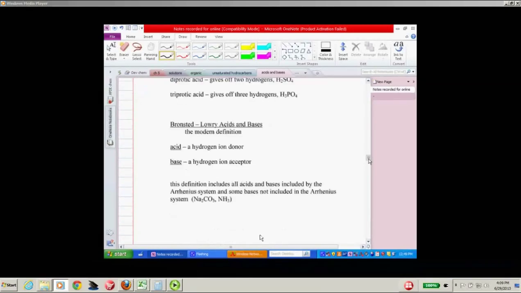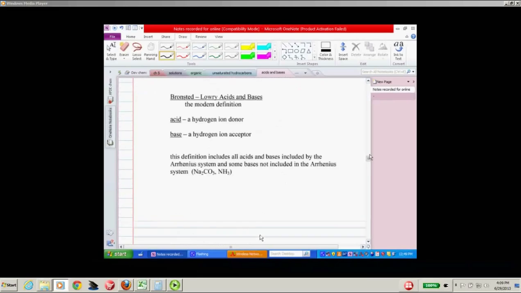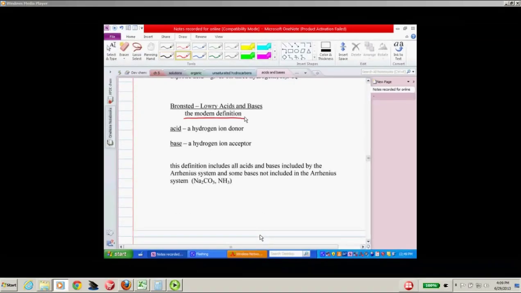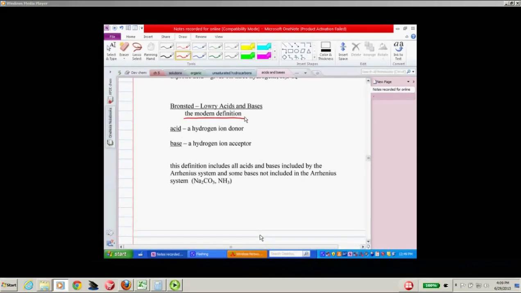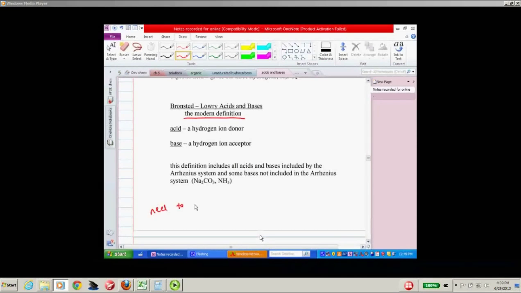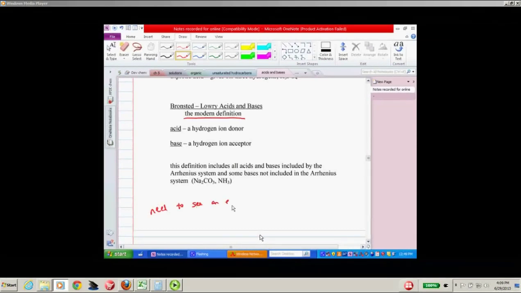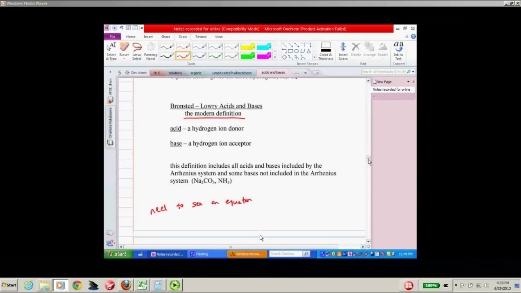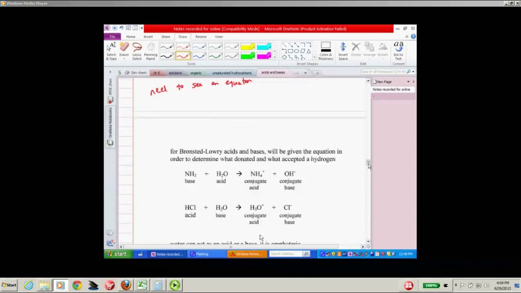Now here's the modern definition, Bronsted-Lowry. It defines acids as hydrogen ion donors, which really is not anything different. It's just a rephrasing of the Arrhenius definition. But bases are now a hydrogen ion acceptor. This way it's going to include everything that was included in the Arrhenius definition and some more.